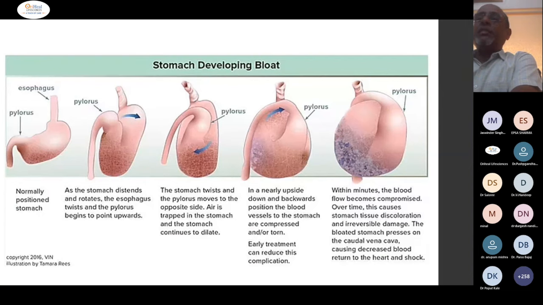Air is trapped in the stomach and the stomach continues to dilate. After some time, the pylorus is turned completely to the other side, and it entraps the air, and all the blood vessels are compressed. You have a severe problem of the caudal vena cava being completely compressed, causing decreased blood flow, and there's going to be severe shock. If it is not treated properly, there can be severe necrosis, septicemia, shock, and death. So this is a peracute disease which requires immediate diagnosis and treatment.